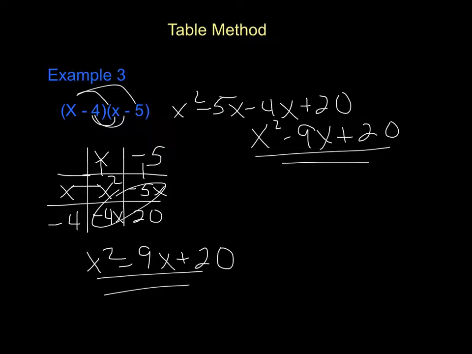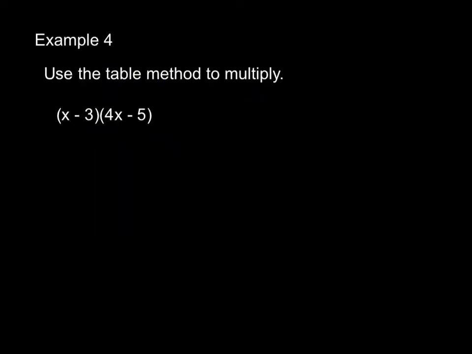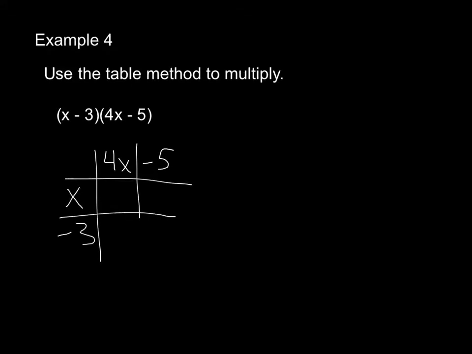Okay? The table just gives you maybe a little more of a visual representation. I myself prefer just using the distributive property. Okay? So try this one using the table method. Okay? So we'd have a 4x and a minus 5. And then down the side we'd have an x and a minus 3.